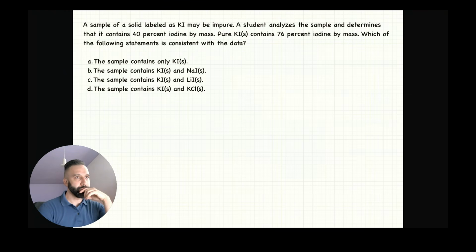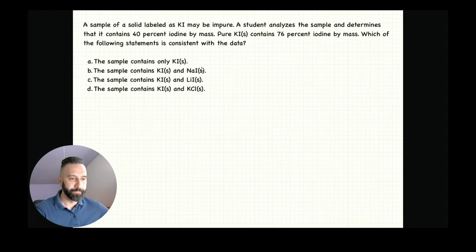Let's see this one. A sample of a solid labeled KI may be impure. Impure just means it's a mixture. There's something else in there. It's not pure KI, or maybe not pure KI. So student analyzes this, and he finds that this sample that you've got is 40% iodine. Pure KI is 76% iodine. So again, there is something else in there. What is it? A, the sample contains only KI. No, because then this would be correct, and we got way less. The sample contains KI and NaI.